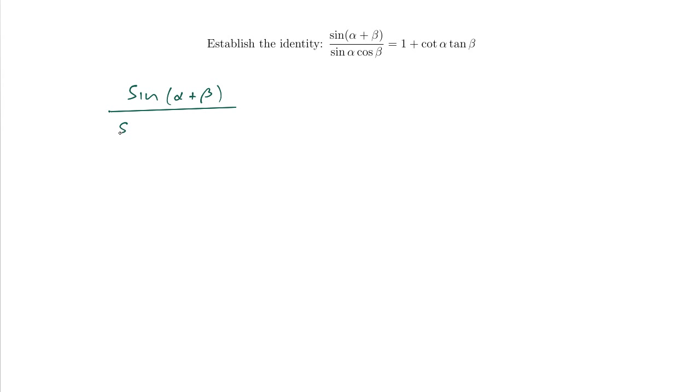divided by sine of alpha times cosine of beta. So the first thing I'm going to do, I'm going to keep my fraction. The denominator is going to stay exactly the same. I will have sine of alpha times cosine of beta. But my numerator, I'm going to use the sum formula for sine and rewrite that.